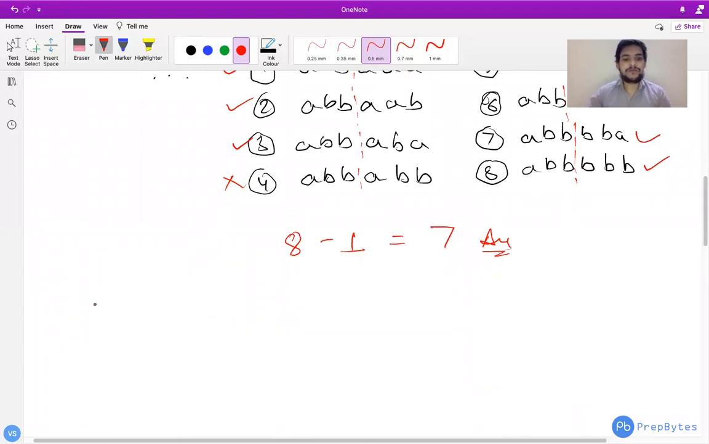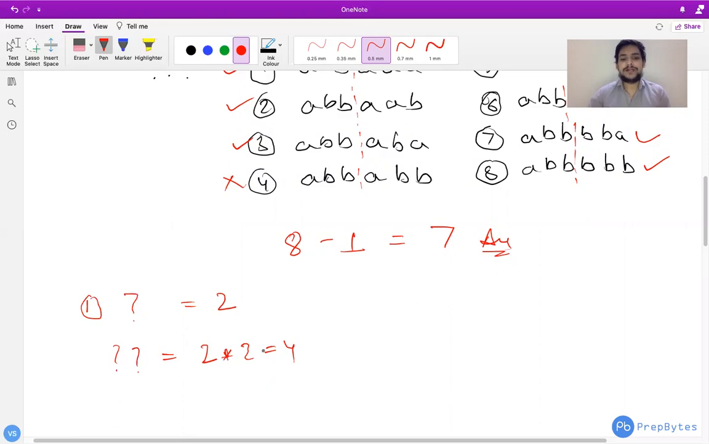So when there is 1 question mark, then we will get 2, because it can be replaced either with A or with B. So we can get at most 2 combinations when there is 1 question mark in a string. When there are 2 question marks, then we can get 2 into 2, 4, because you can see that we will get this 2, then this 2.